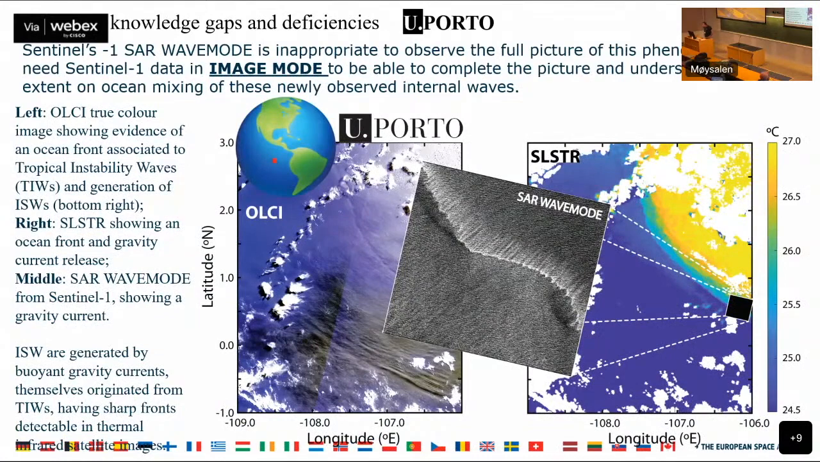So there was one observation in wave mode from Sentinel-1, which is quite lucky because it's only one image every 100 kilometers along track. And this happened to be just across one of these tropical instability fronts. So we have on the left the small image mode from Sentinel-1 wave mode, in the middle the sun glitter image from Sentinel-3 OLCI, and on the right the SST from SLSTR on Sentinel-3.